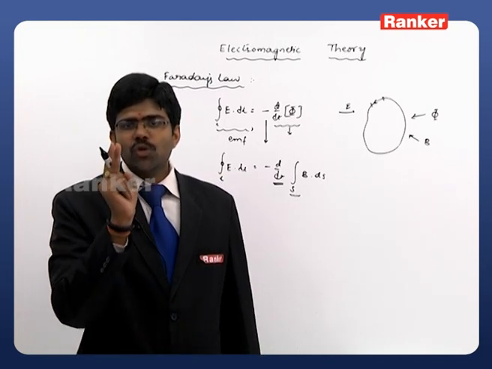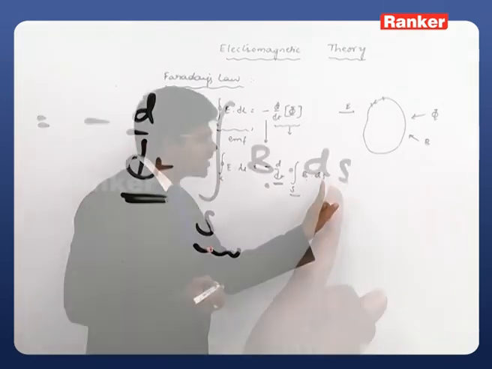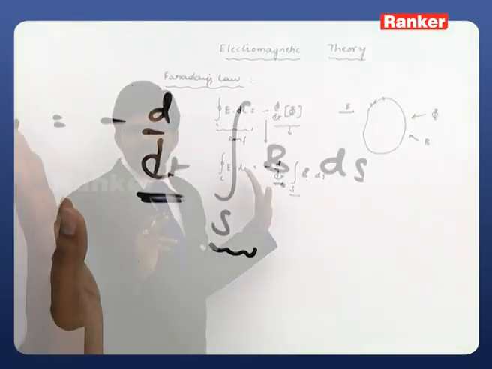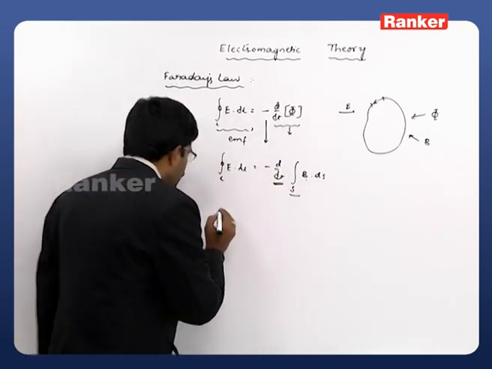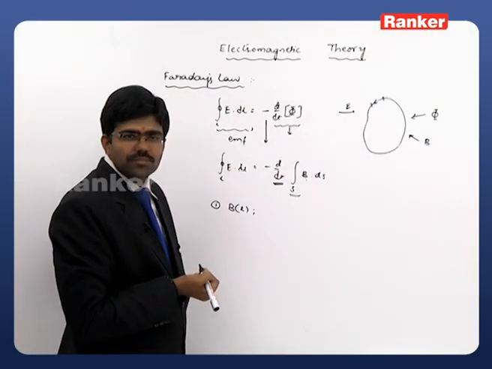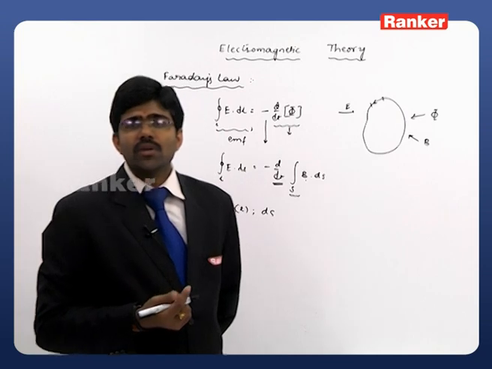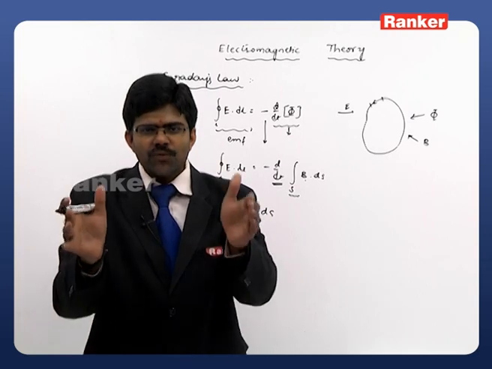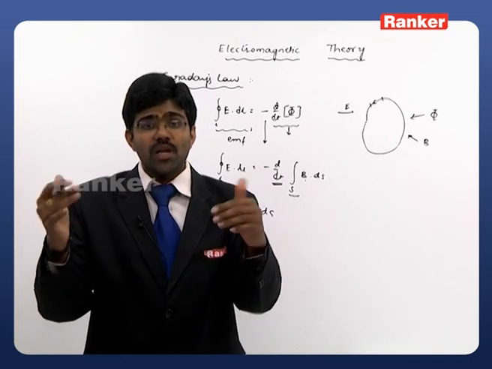So here clearly we are supposed to observe three cases. Case 1, B is varying with respect to time, S is fixed. Second case, ds is varying with respect to time, B is fixed. Third case, both are varying with respect to time. If you observe all these three, what happens? If B is a function of time and ds is fixed, it means the loop that I am considering is kept constant at some location, that is, it is fixed, and the magnetic field that we are applying is time varying.